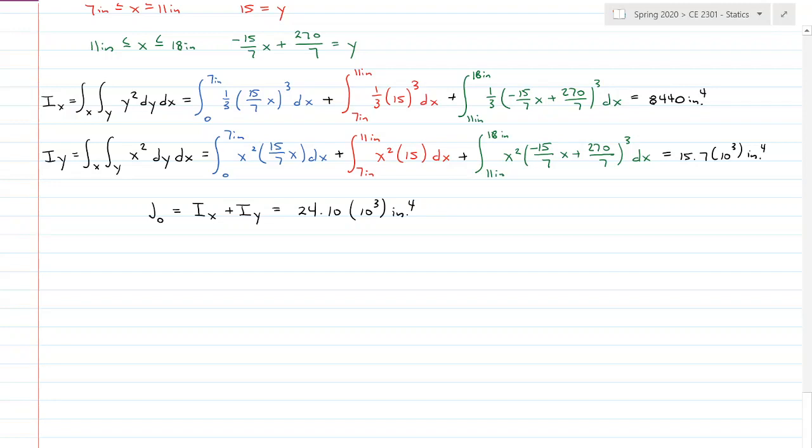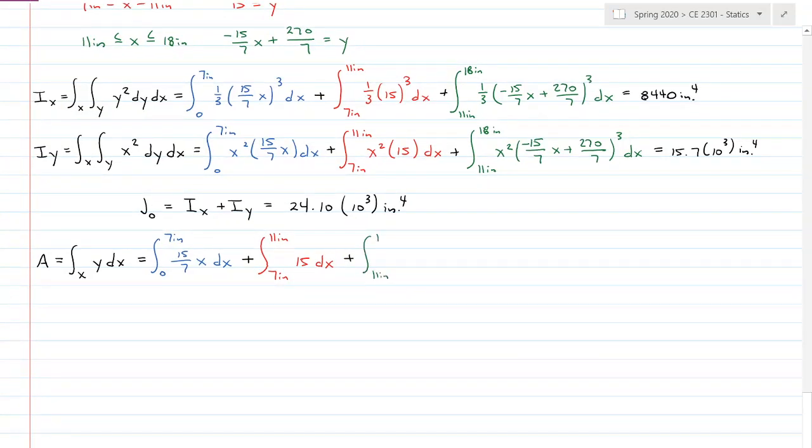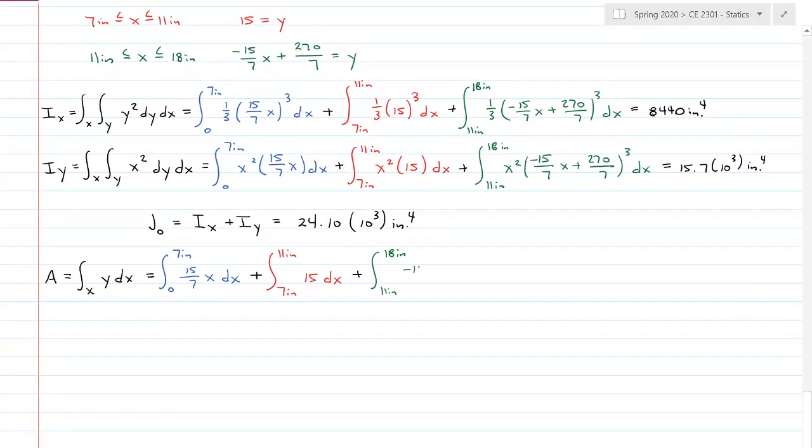Okay, I am going to need my area, which is equal to the integral of y dx, and this is equal to the integral from 0 to 7 inches of 15 over 7x dx plus the integral from 7 inches to 11 inches of 15 dx plus the integral of 11 inches to 18 inches of negative 15 over 7x plus 270 over 7 dx, and our area is 165 inches squared.